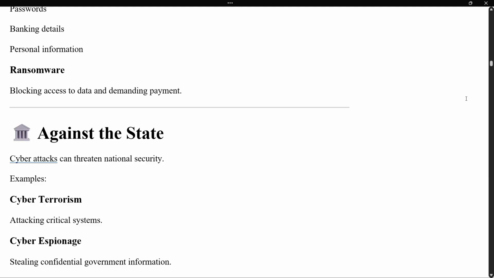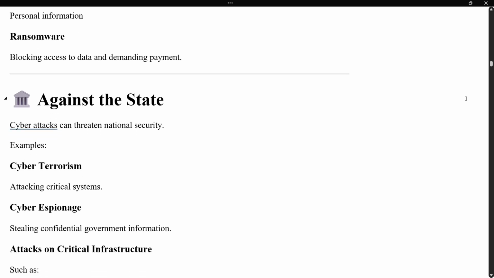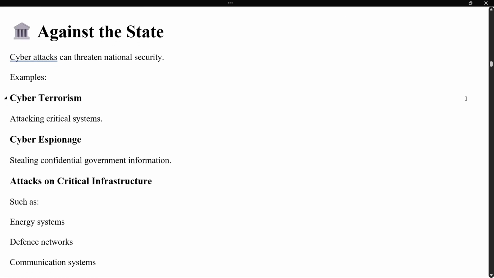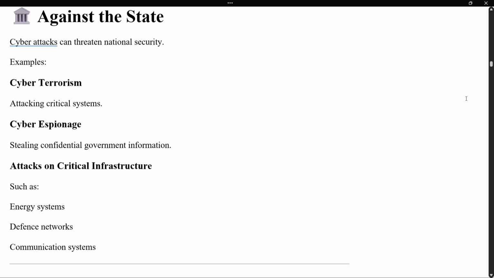Against the state. Cyber attacks can threaten national security. Examples: cyber terrorism, attacking critical systems. Cyber espionage, stealing confidential government information. Attacks on critical infrastructure, such as energy systems, defense networks, communication systems.